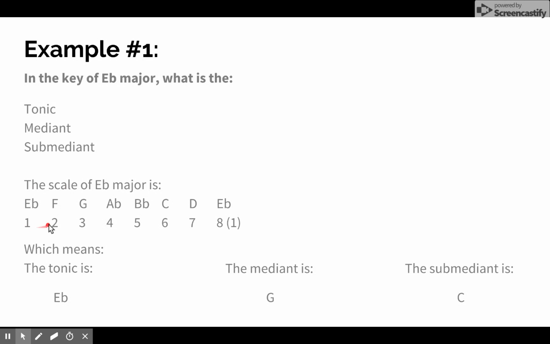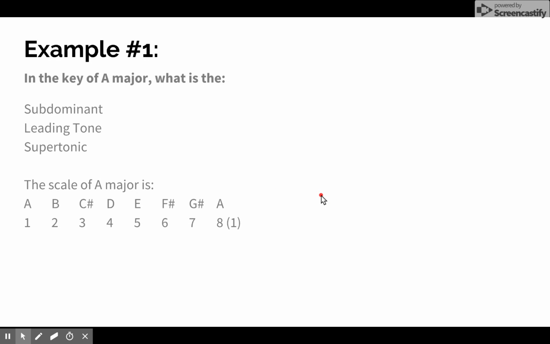Make sure when you're counting, you count E flat or the tonic as number 1. Otherwise, all of these are going to be shifted by 1, and your answers won't be correct.